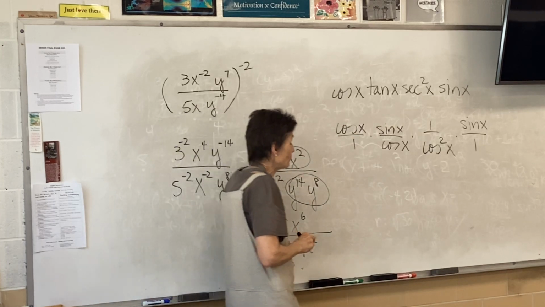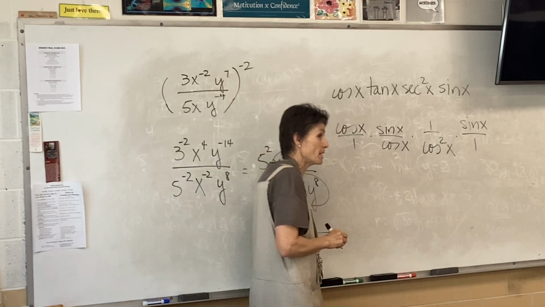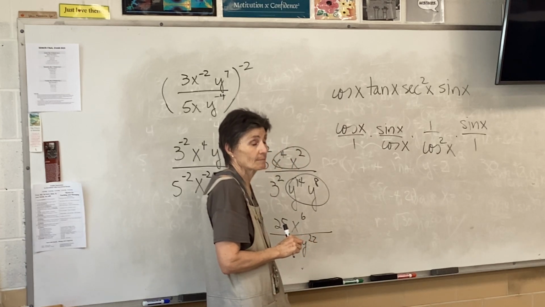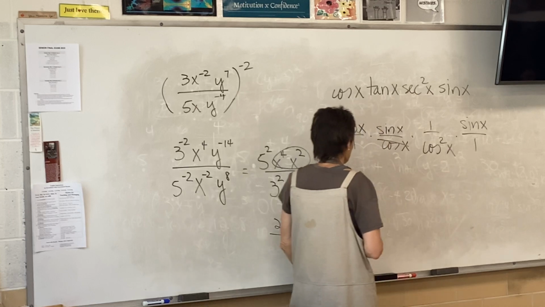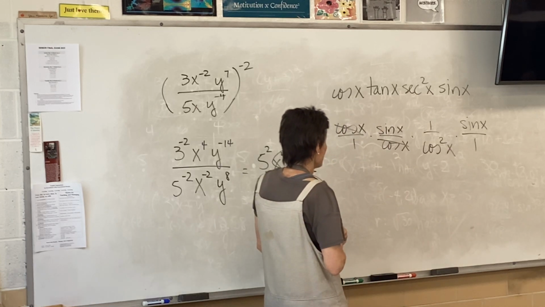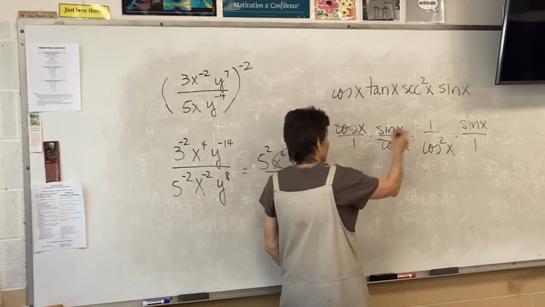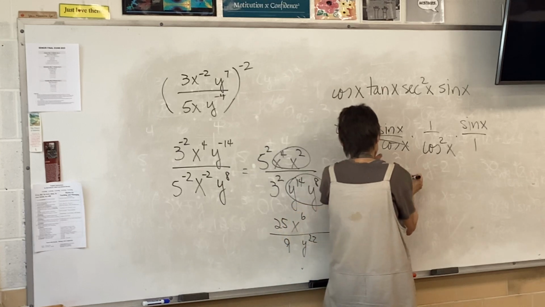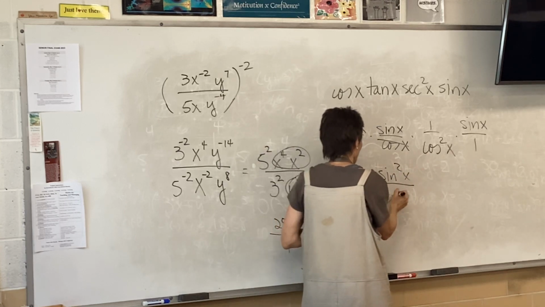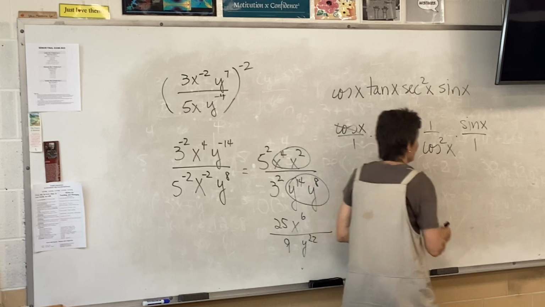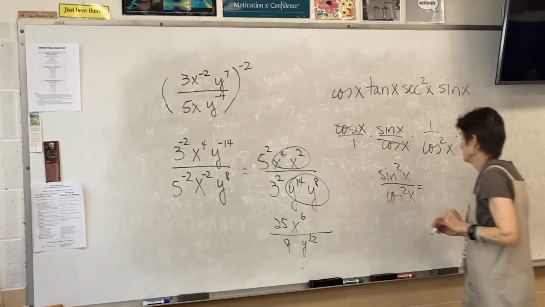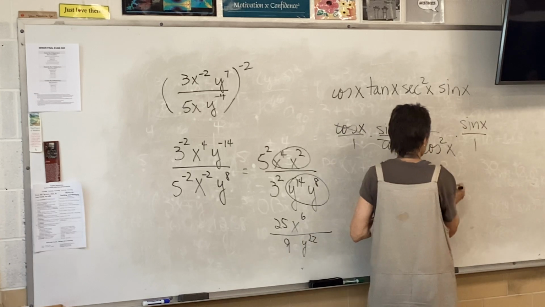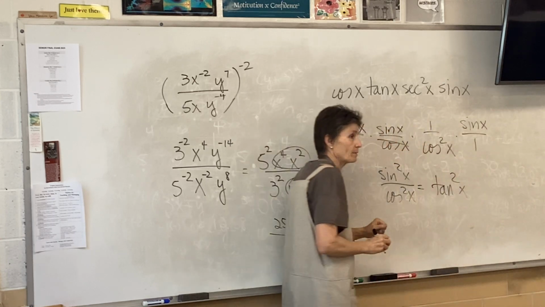Now, what do we do after we get everything changed into sines and cosines? Anything on the top cancels with anything on the bottom, and that is it. So, top is sine squared, bottom is cosine squared. And what's sine over cosine? Tangent, so this is tangent squared.